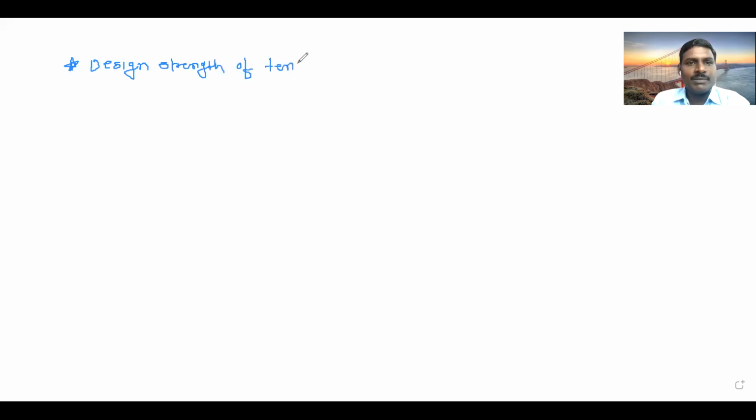Okay. So now, everyone, please write down henceforth. Now we will see the design strength of the tension member. So write down: design strength of tension member.